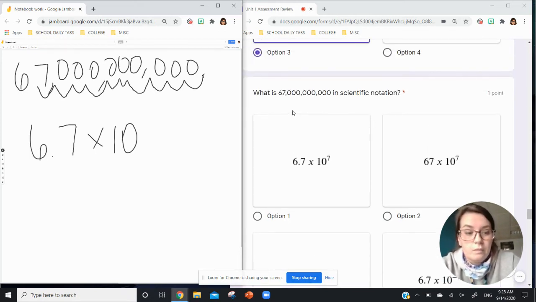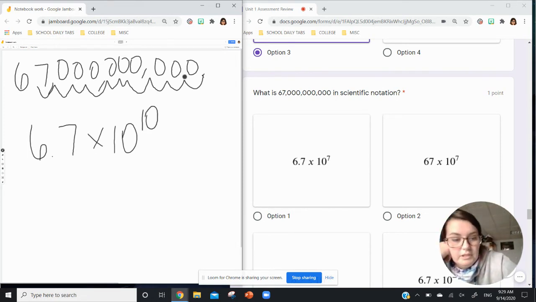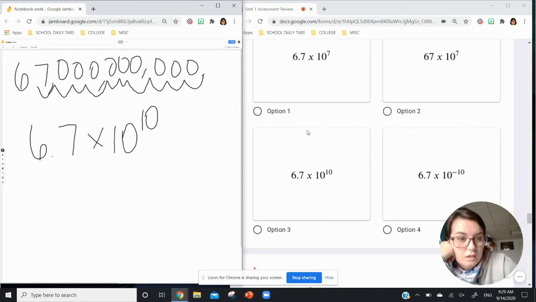So same went with last time. This is a really big number. It's bigger than 1. If it's bigger than 1, I have a positive exponent. And I said I moved this 1, 2, 3, 4, 5, 6, 7, 8, 9, 10 times. So this should be to the 10th power.